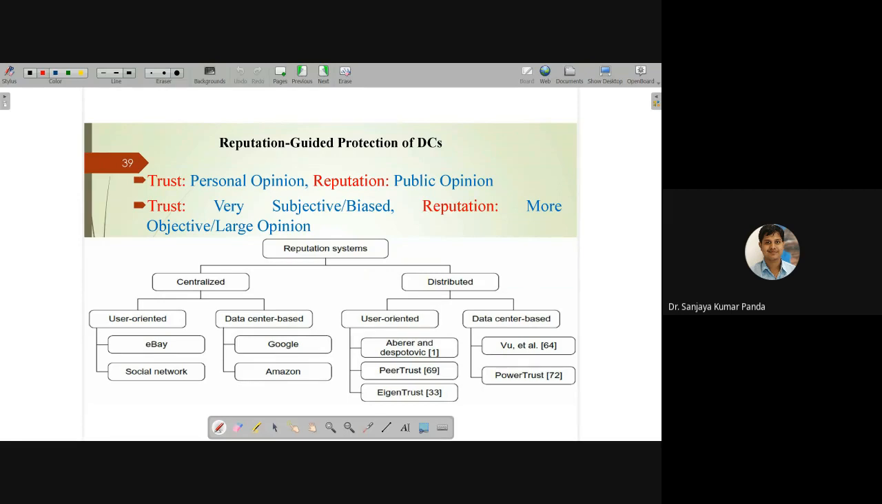Reputation is a public opinion. If I ask you, should I use Amazon EC2 or not? It is a public opinion, not a personal opinion. But if I ask whether you trust Amazon EC2 or not, your answer should be yes or no. That is your personal opinion. But reputation is not based upon your personal opinion, it is based upon the society's opinion, or public opinion.